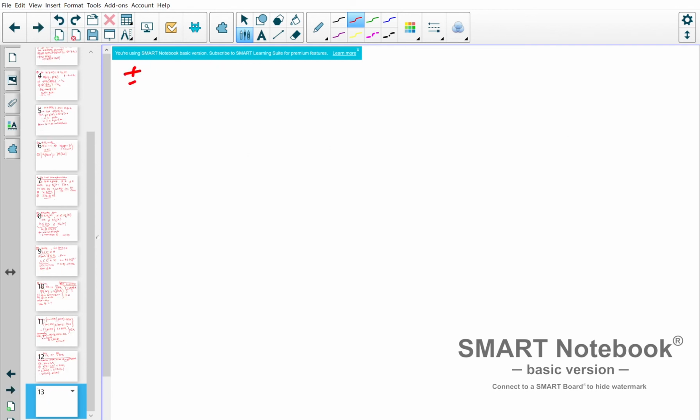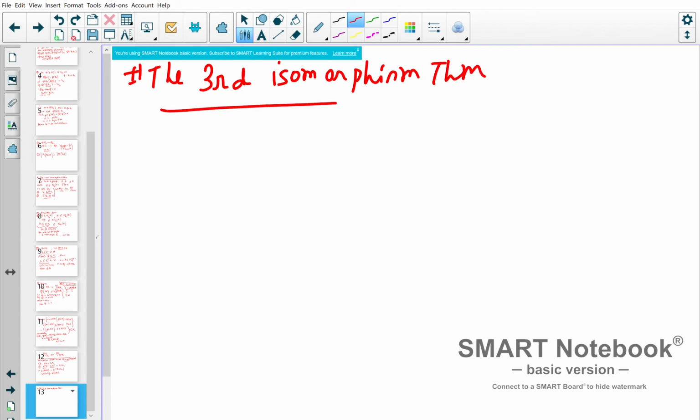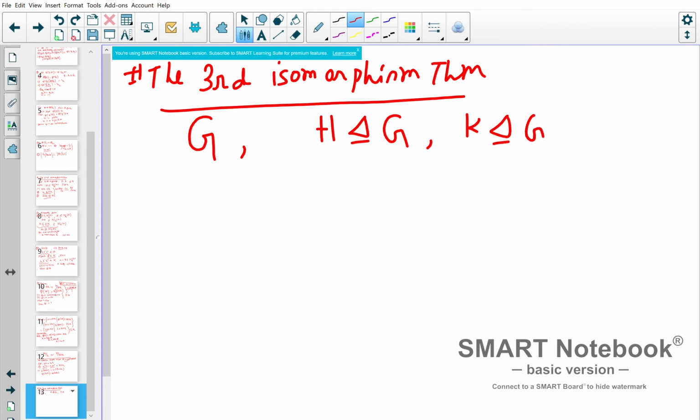So the third isomorphism theorem, and this tells you what? This tells you that you have a group G and two normal subgroups, so H is now a subgroup of G and K is also now a subgroup of G. This is given to you with H a subgroup of K. This is given to you, and then you can have two cosets actually.